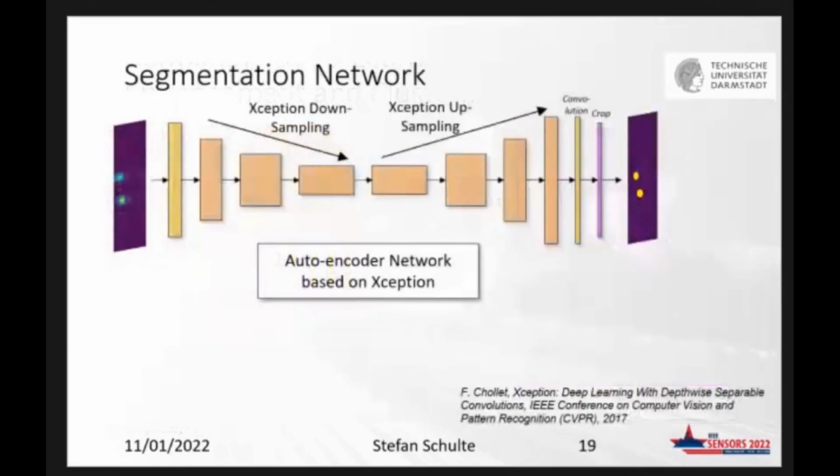So let's dive into the algorithm. The first step will be the segmentation here. You get your CBF image in and your segmentation out, which gives you then areas of interest around the point where your reflector should be somewhere. And we used an auto-encoder type of network based on Xception here to do so.